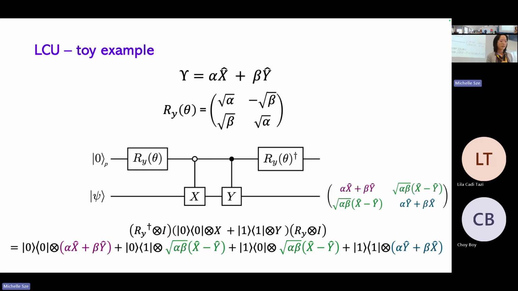The non-top-left corner. And I hope you can see now why LCU is called a block encoding method. You're encoding your LCU on the upper left corner of your bigger unitary.